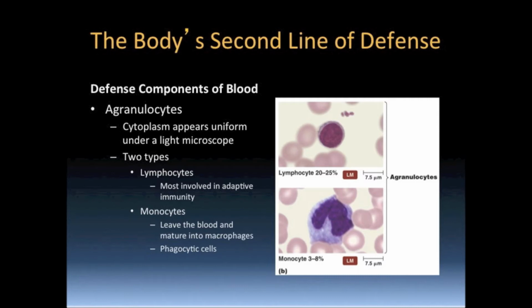Lymphocytes are not usually phagocytic. They are formed in the bone marrow, and after maturation they are located in the lymphoid tissues and circulate in the blood.